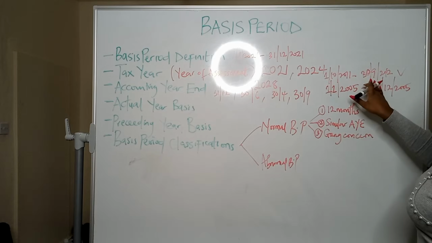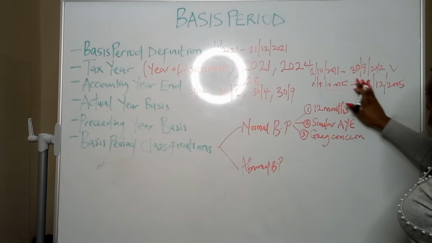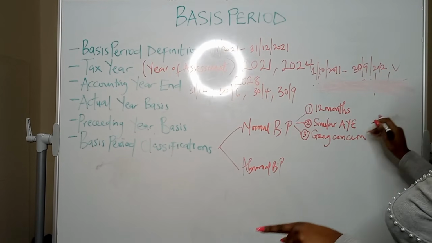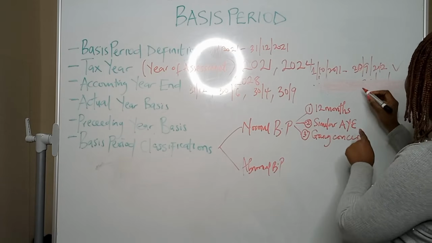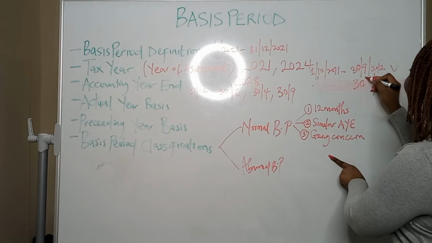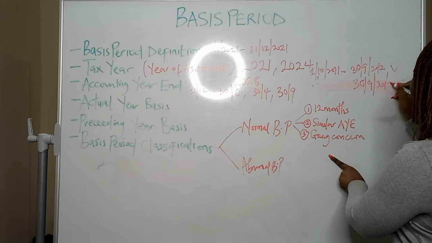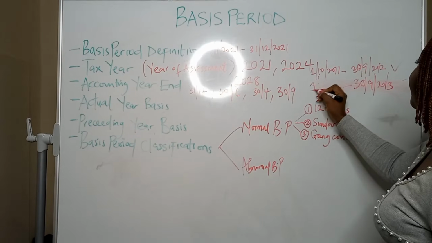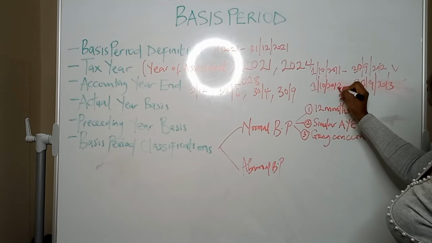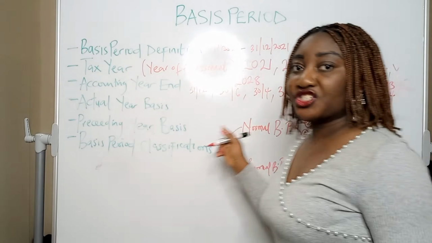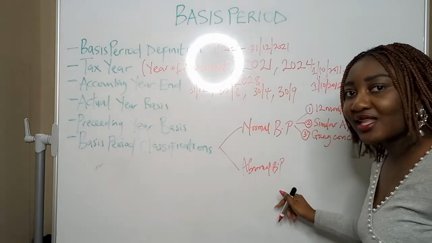For example, let's take this one that ends on 30th of September. It must be consistent. Exactly, that's the word. So, consistent accounting year end. The next one should end 30th of September 2013, right? Because it started on 1st of October 2012. Under no circumstances should it change. The moment it changes, it becomes abnormal, and that is what change of accounting date is.